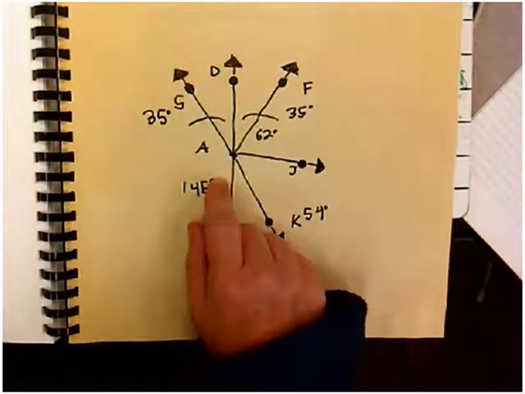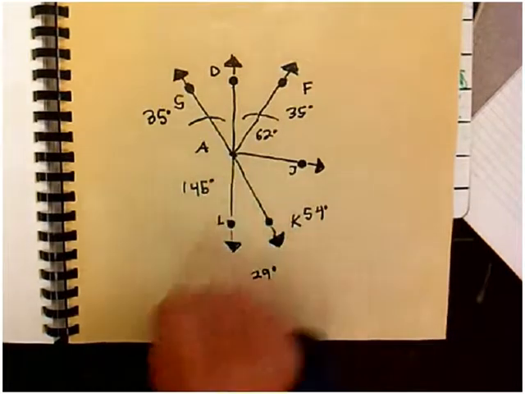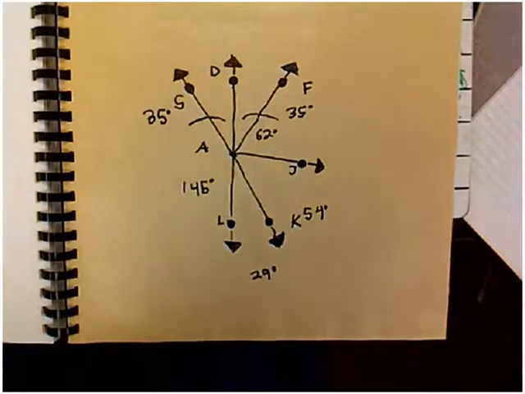What would these all add up to? 360 degrees. 35 and 35 is 70, and 62 is 132, and 54 is 186, and 29 is 215, and 145 is 360. Ah, it all added up.